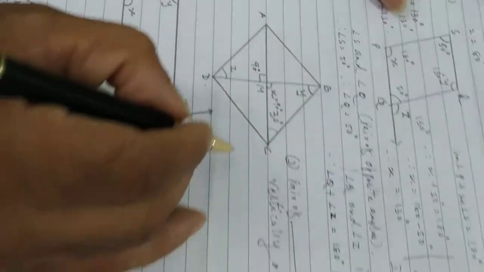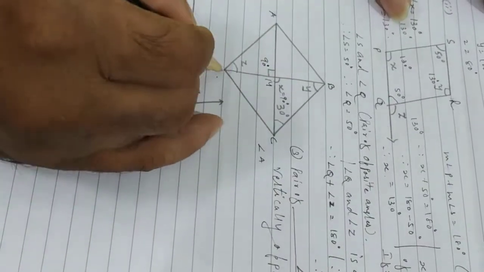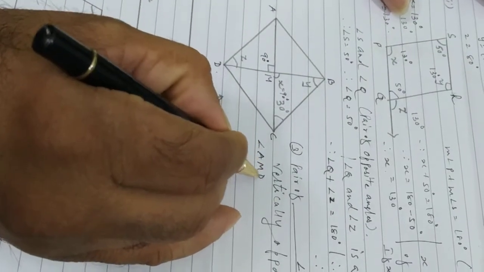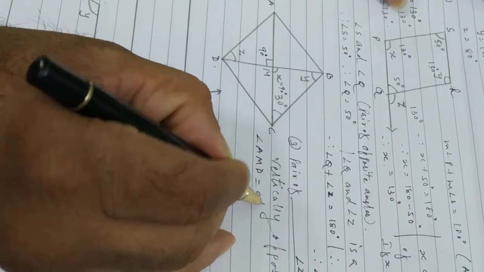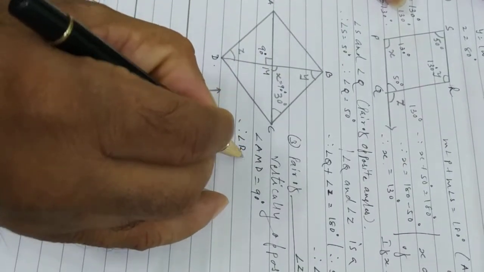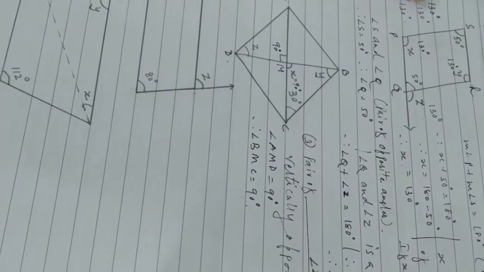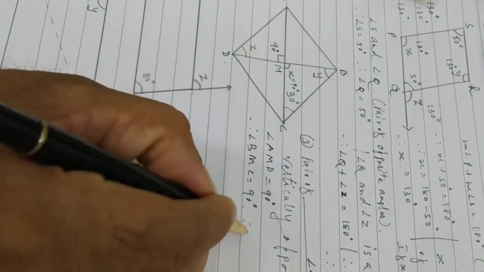So if the measure of angle M is equal to 90, so x is equal to how many? 90 degrees, right? So we can say angle AMD is equal to 90 degrees. Therefore, angle BMC is equal to how many degrees? 90 degrees, right? Therefore, x is equal to 90 degrees.